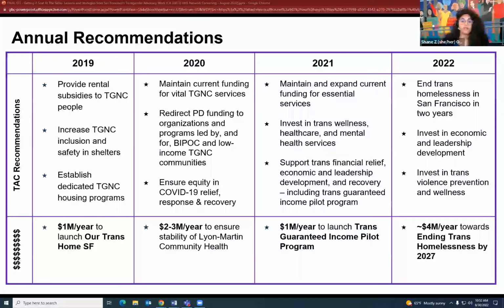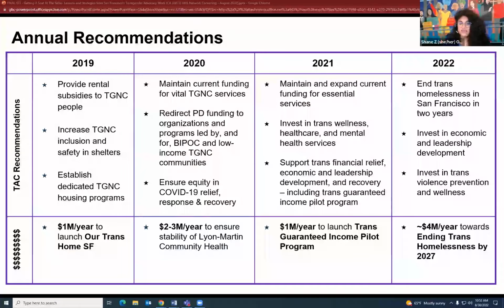So once again, we had another investment that year from the city to ensure the stability of Lyon Martin Community Health. And that is a really essential service to our trans community here in San Francisco because it's a trans-focused, trans-led healthcare that our city community members can access.